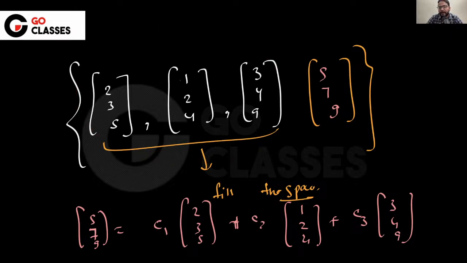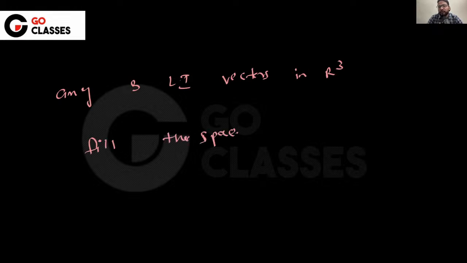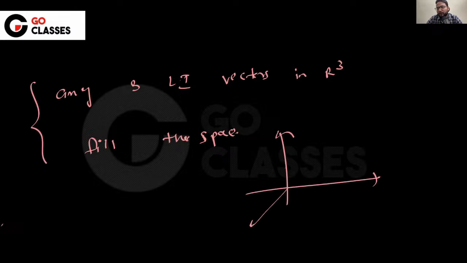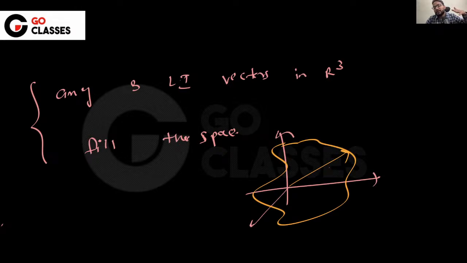So any three linearly independent vectors in R3 fill the space. What do I mean by filling the space? You give me any fourth vector, and they can produce that fourth vector. If this is, let's suppose, R3, and you give me any vector here, then I can produce that vector using my three vectors. So what I mean by filling the space is that any fourth vector is a linear combination of my three vectors.